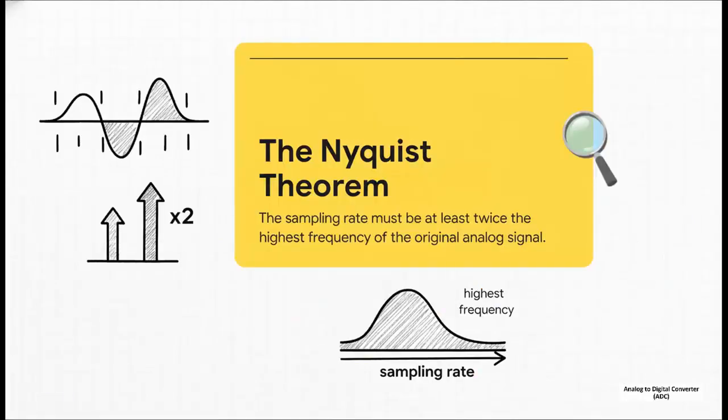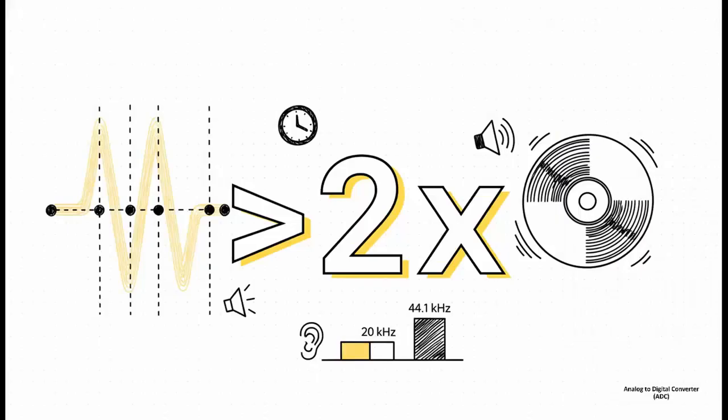Well, luckily, there's a rule for that, and it's a fundamental law in all of digital signal processing. It's called the Nyquist theorem. And it gives us a really clear mathematical guideline. Your sampling rate has to be at least double the highest frequency in the original analog signal. No exceptions. So here it is, the golden rule. You have to sample more than twice as fast.